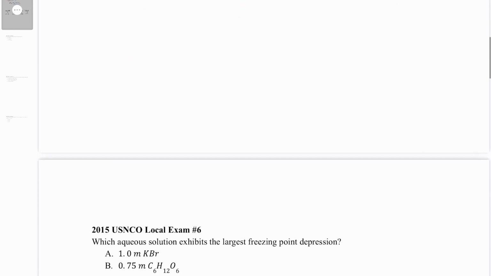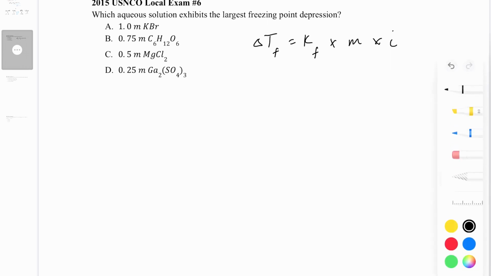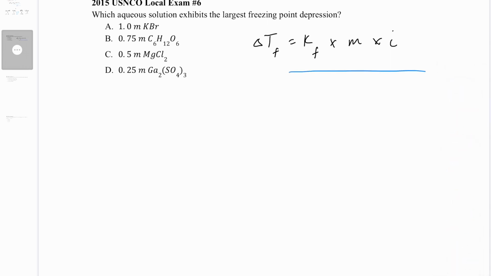Let's go to the second question, which is the 2015 USNCO local exam number 6. Which aqueous solution exhibits the largest freezing point depression? In this case, we're dealing with freezing point depression, so change in TF equals KF times M times I. Since we want the largest freezing point depression, we're trying to maximize the value of KF times M times I.